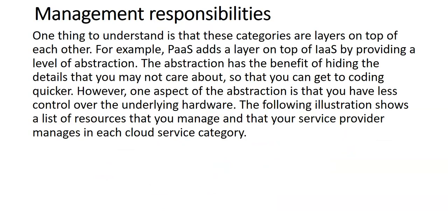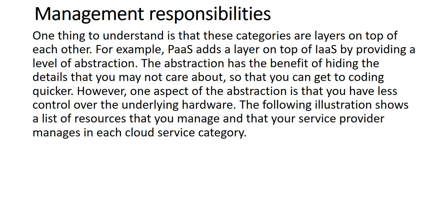And if you talk about the management responsibilities, the one thing to understand is that these categories are layers on top of each other. For example, PaaS adds a layer on top of IaaS by providing a level of abstraction. The abstraction has the benefit of hiding the details that you may not care about, so that you can get to coding quickly. You don't have to worry about configuring the application, setting up the server, etc. You just have to worry about deploying your applications and working on it to enhance it. However, one aspect of the abstraction is that you have less control over the underlying hardware.